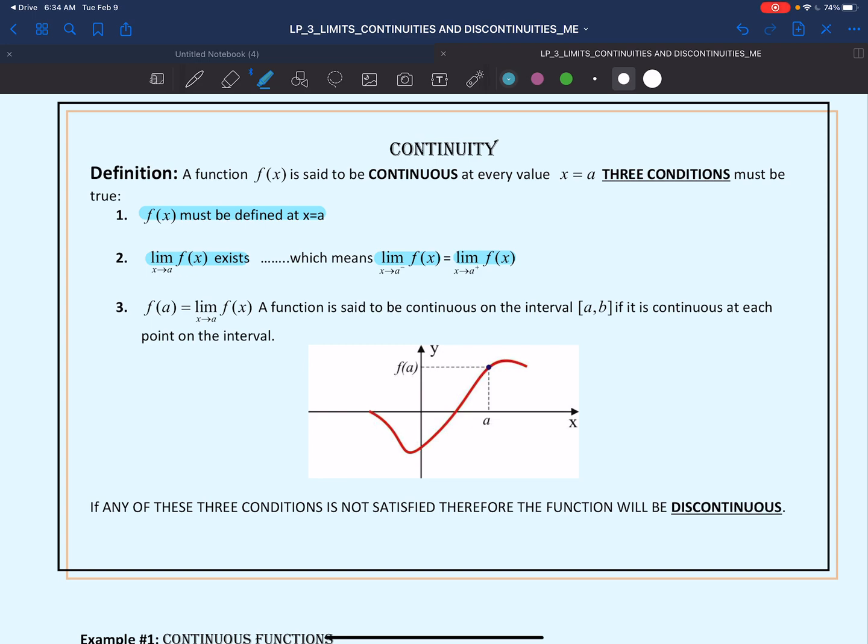And condition number three is that the value of the function must equal the value of the limit at the function at x equals a. So in this case, we are going to say that the function is continuous at that specific point. If any of these three conditions are not satisfied, the function is discontinuous.